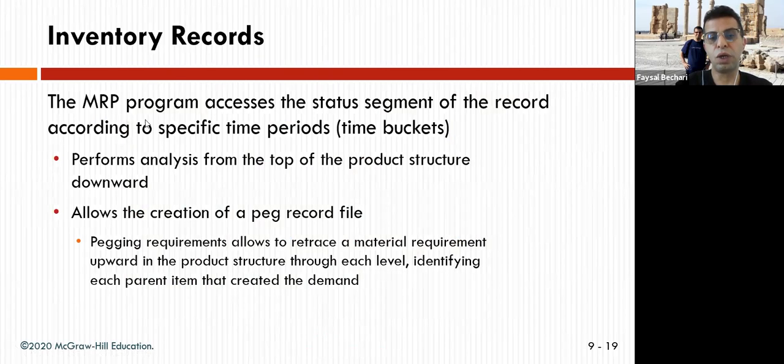Now, when we talk inventory record, the MRP program accesses the status segment of the record according to a specific time period. So at this time, they have that many units, but 2 months down the road, they will have fewer units if there is no replenishment, no more coming into the warehouse. So it accesses the units available in the warehouse accordingly, how much they had and how much is coming. So it performs analysis from the top of the product structure downward. Do we have these two C's and two 4D's? Do we have two L's and two 5M's and all? So it does this process, and then allows creation of a page of record to see whether these are available or need to be ordered, so we're not going to get into trouble.